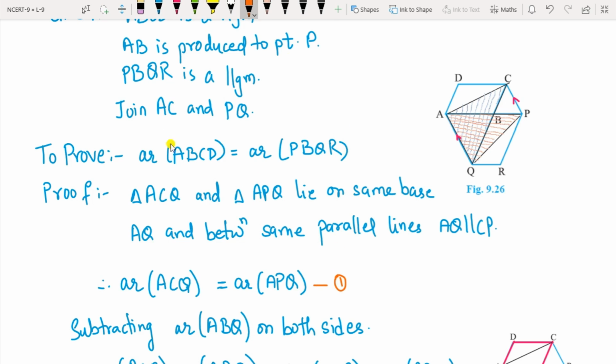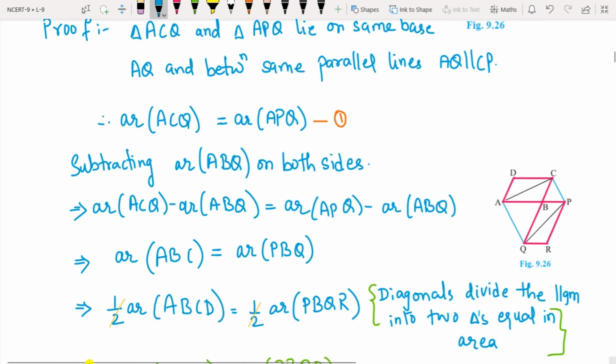Now subtracting triangle ABQ from both triangles in equation 1, you will get area of ABC equal to area of PBQ. But here ABC is half of parallelogram ABCD and PBQ is half of parallelogram PBQR, since AC is the diagonal and it divides the parallelogram into two equal triangles, and this is also similar.